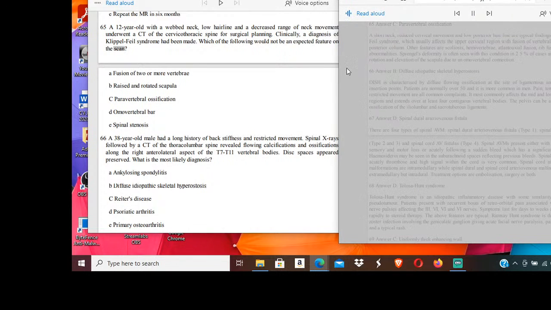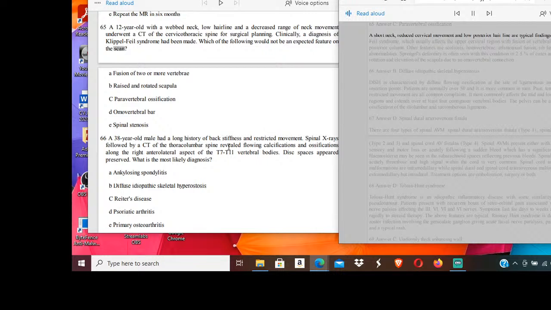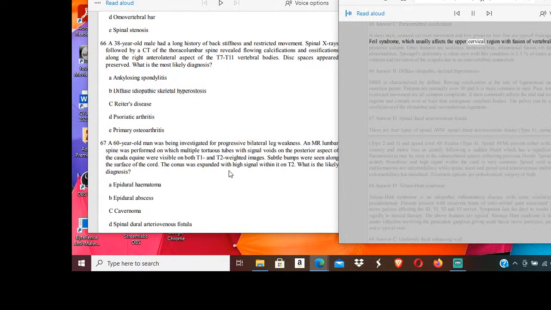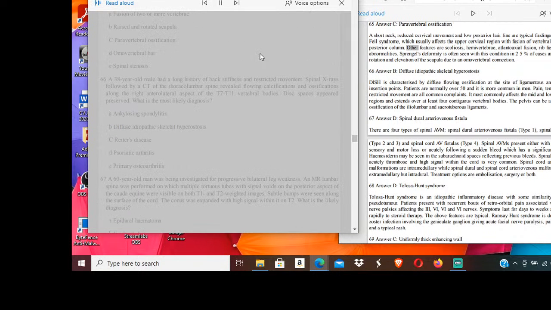65. Answer C. Paravertebral ossification. A short neck, reduced cervical movement, and low posterior hairline are typical findings in Klippel-Feil syndrome, which usually affects the upper cervical region with fusion of vertebral bodies and posterior column. A fusion of 2 or more vertebrae. Raised and rotated scapula. C. Paravertebral ossification. D. Omovertebral bar.